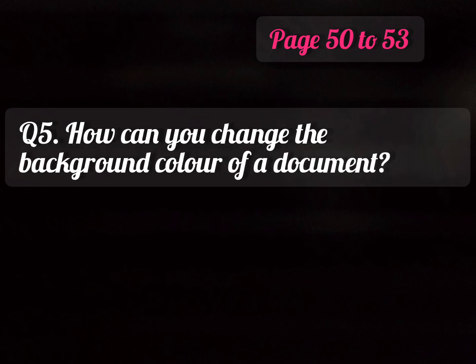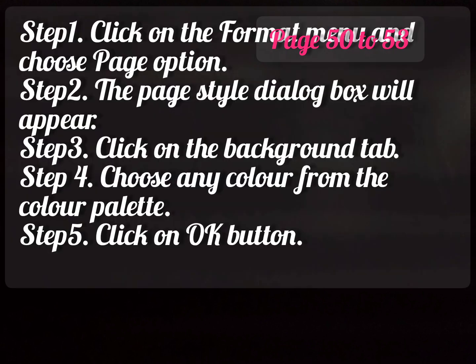Question number 5. How can you change the background color of a document? Answer number 5. Step 1. Click on the Format menu and choose the Page option. Step 2. The Page Style dialog box will appear. Step 3. Click on the Background tab. Step 4. Choose any color from the color palette. Step 5. Click on the OK button.